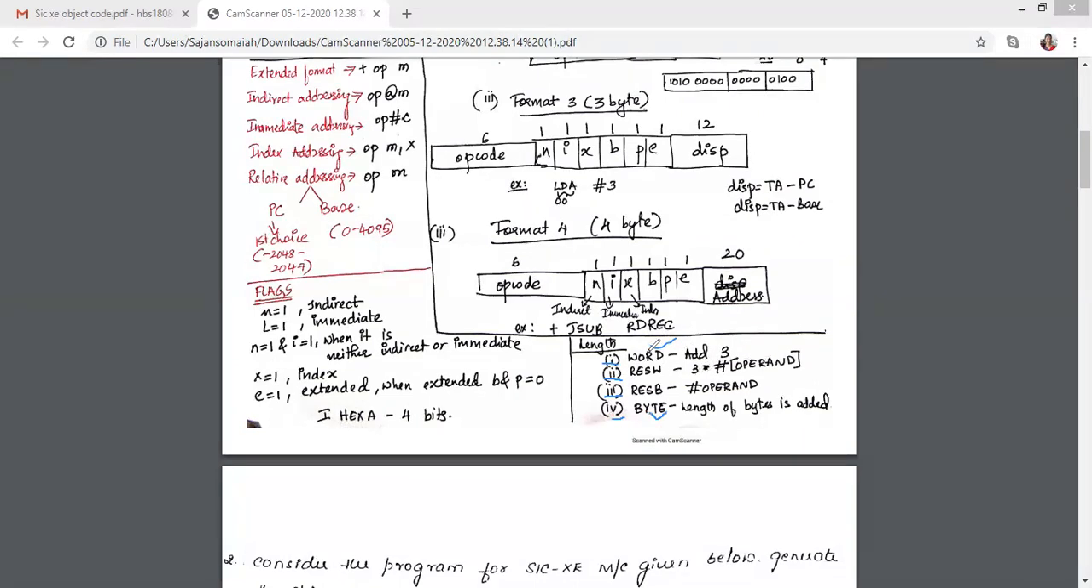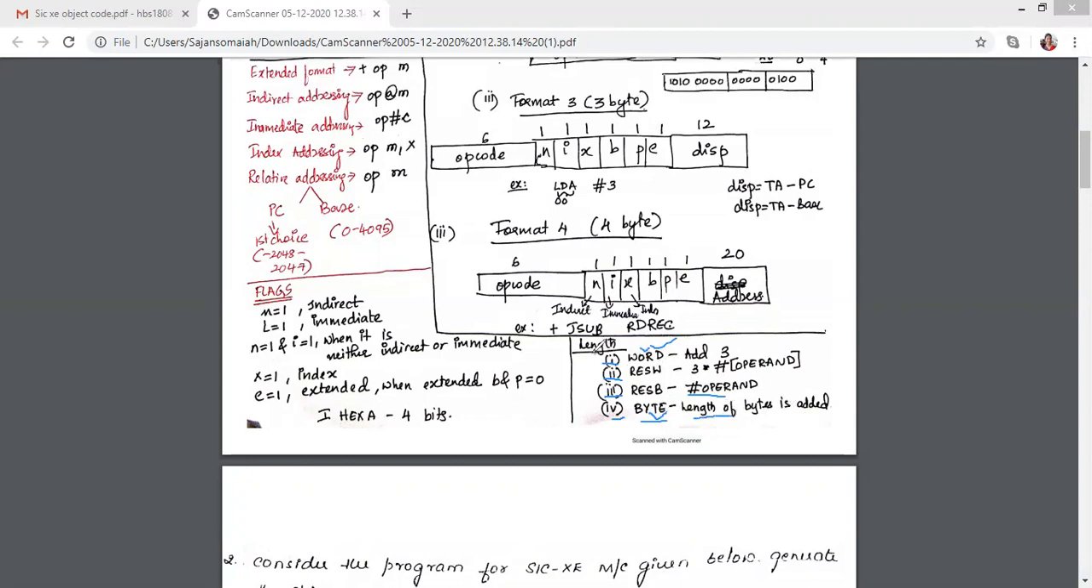I think we have come across word and reserved word in the previous example of SIC code. Now, if you have reserved byte, that is also saving some data area, then you will have to just mention the operand number as it is. If you have a byte, then byte and word are nothing but constants. So in this, you have to count the length of the bytes and it is added.